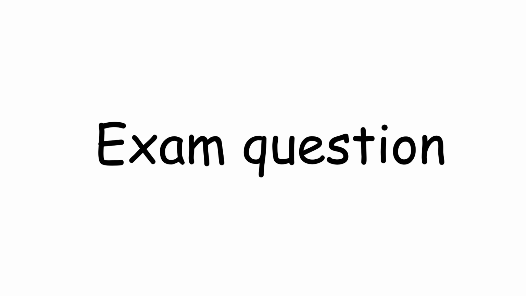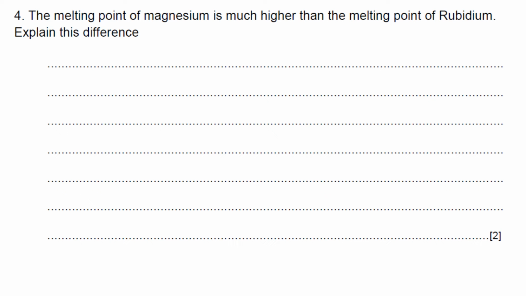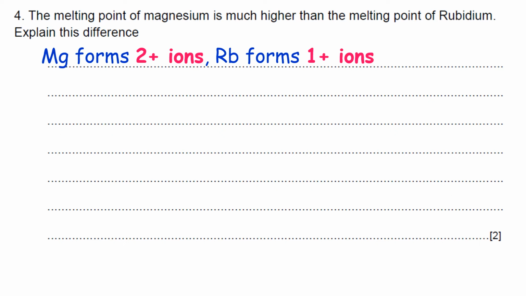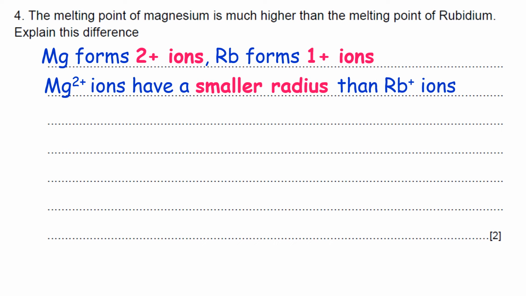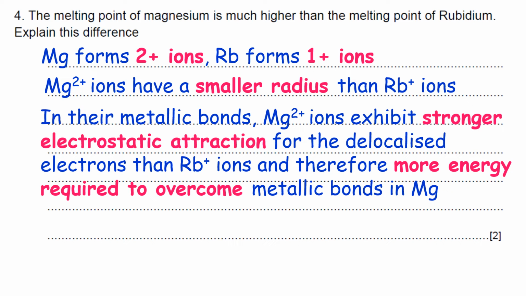So let's have a look at an exam question which asks us about this. So it says the melting point of magnesium is much higher than the melting point of rubidium, and they want you to explain the difference. So you need to say something about the difference in charge and also something about the difference in radius, and then pull these two things together to explain why this has a consequence on the melting point.